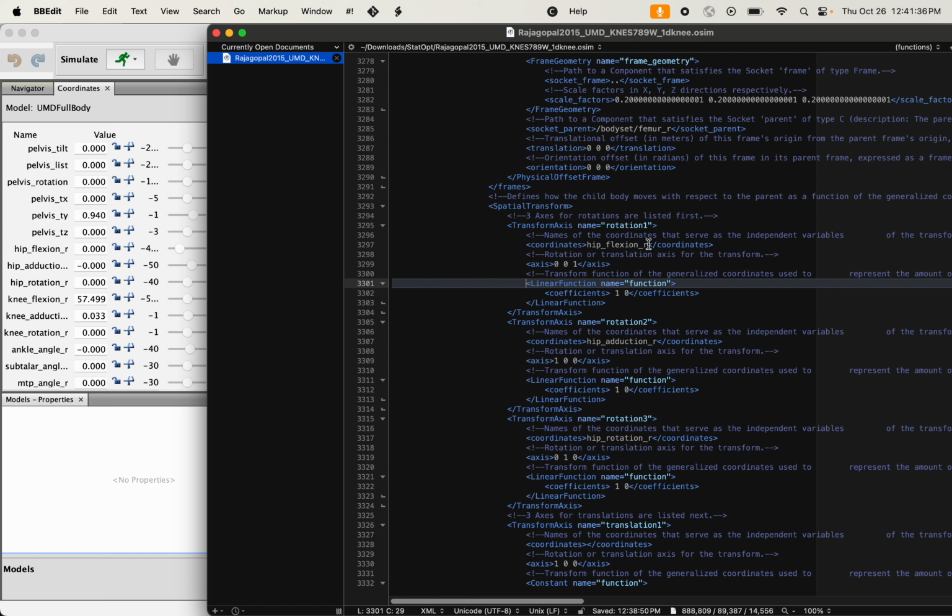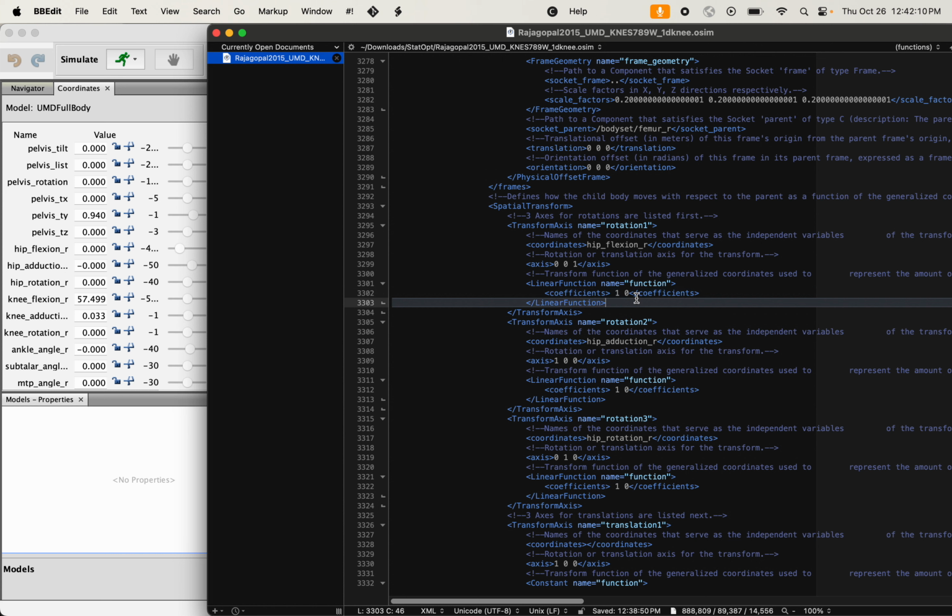But my understanding, and the best way that I've been able to figure out by playing around with these, is that what this definition here is saying is take this value of this hip flexion and do a 1-to-1 mapping between the magnitude of that coordinate and the rotation about that axis. So if I change this hip flexion coordinate magnitude by, say, 0.1, that causes a rotation about this axis of 0.1 radians. Okay?